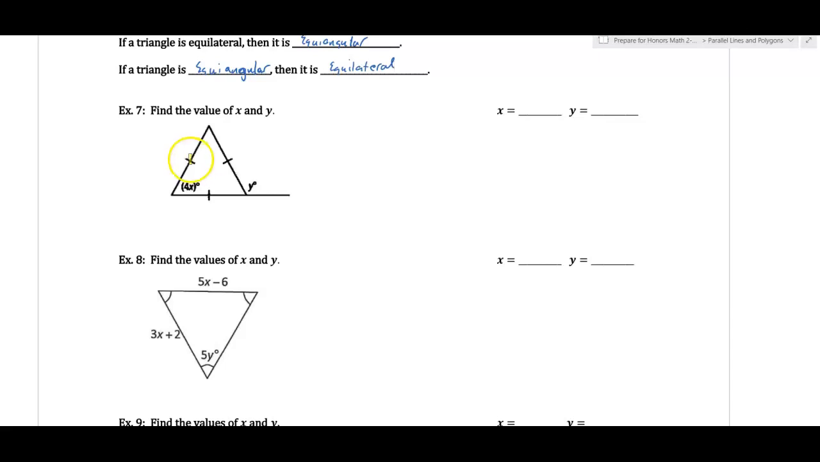Here they tell me this side is congruent to that side is congruent to that side. So right away, I know each angle is 60 degrees. So to find x, all I'm going to do is say 4x equals 60. Divide by 4, x is equal to 15. To find y, once I mark all of these angles 60 degrees, these two angles have to equal 180, so y is just going to be 180 minus 60, which is going to be 120 degrees.